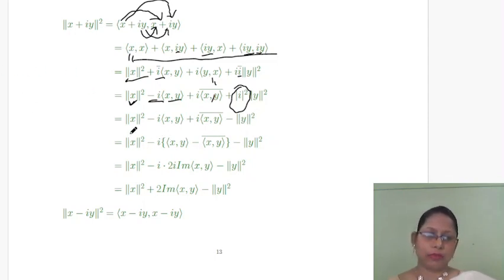If I take the first term, which will remain as it is, that is norm of x square, minus I common, then I within bracket inner product of x comma y, then if I take minus common, it will be minus, I am taking minus I, okay, then within bracket is this inner product of x comma y minus conjugate of inner product of x comma y. Then this is minus of norm of y square.